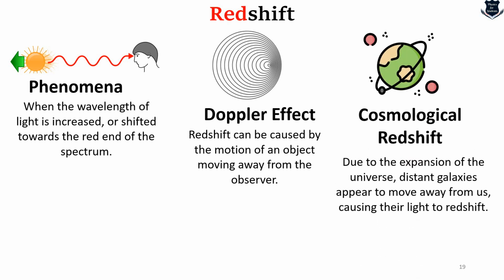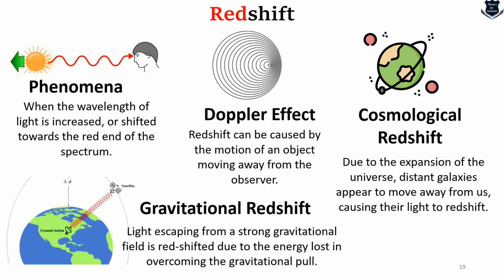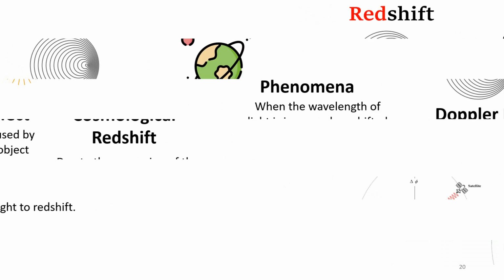Cosmological redshift: due to the expansion of the universe, distant galaxies appear to move away and away from us, causing their light to redshift. The further away a galaxy moves, the more its light is redshifted, providing evidence of the expansion of the universe. Gravitational redshift: light escaping from a strong gravitational field, such as near a black hole, is redshifted due to the energy loss in overcoming the gravitational pull.